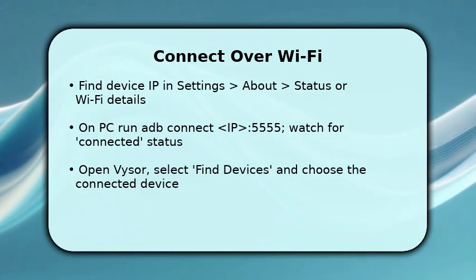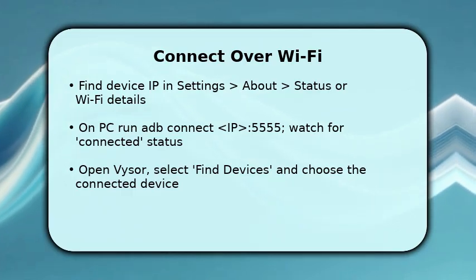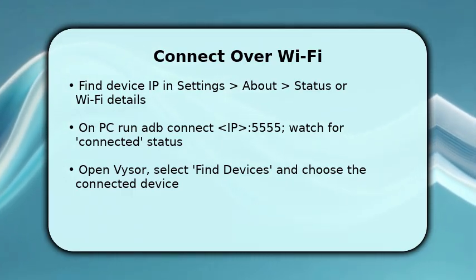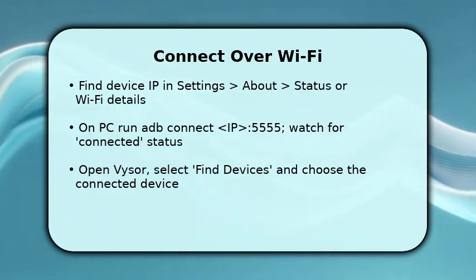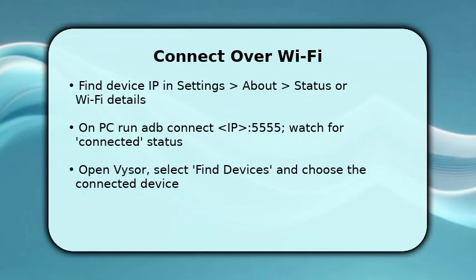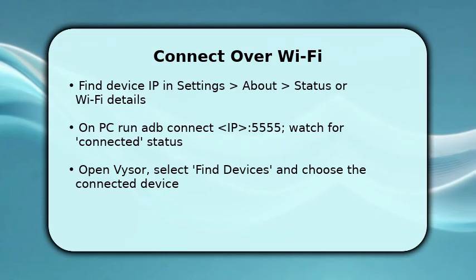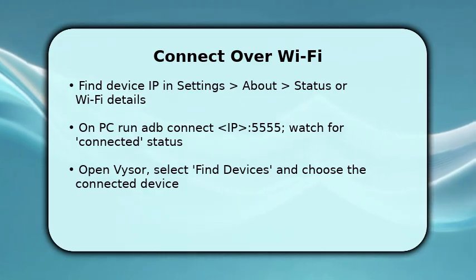Once you have the IP, on your PC run adb connect IP:5555. You should see a connected message. If you prefer a GUI, Vysor also lists network devices. Click Find Devices and refresh. Make sure the phone and PC remain on the same network, otherwise the connection will fail.